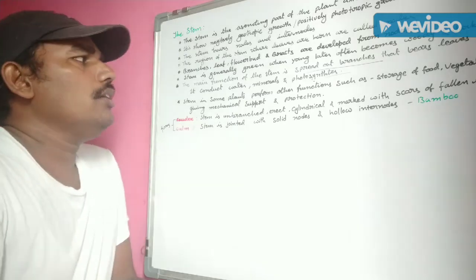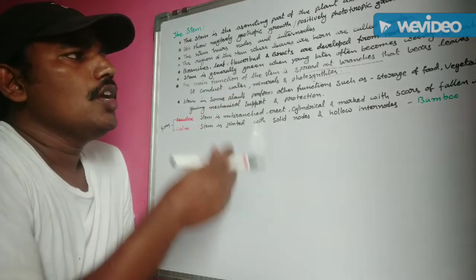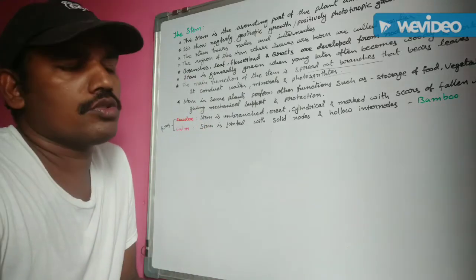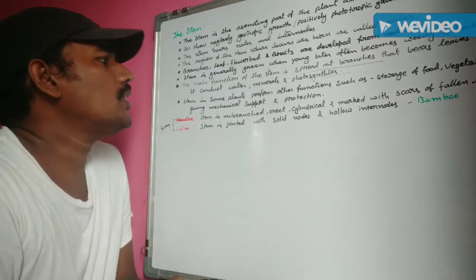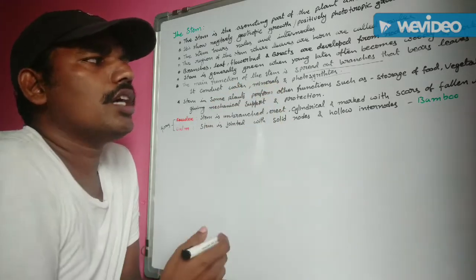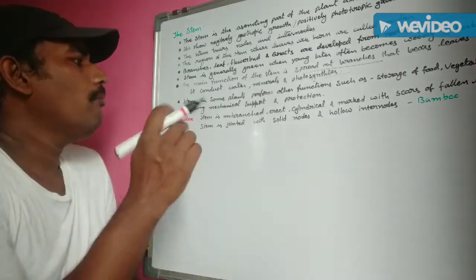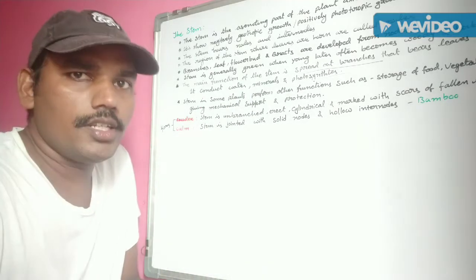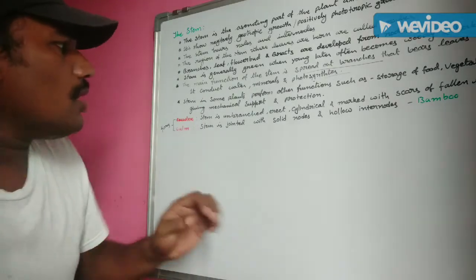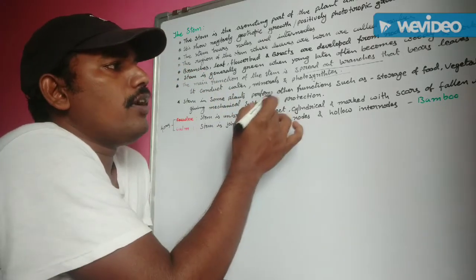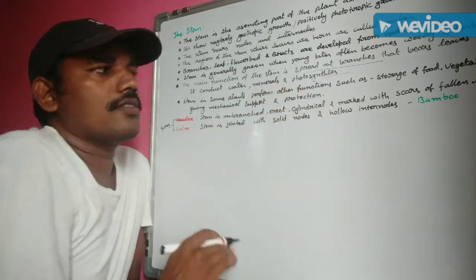Okay. In this way, the stem's main functions are to spread out branches that bear leaves, flowers and fruits. Next, it also conducts water and minerals, and performs photosynthesis. These are the main functions. Understand? Next, the stem in some plants performs some other functions.